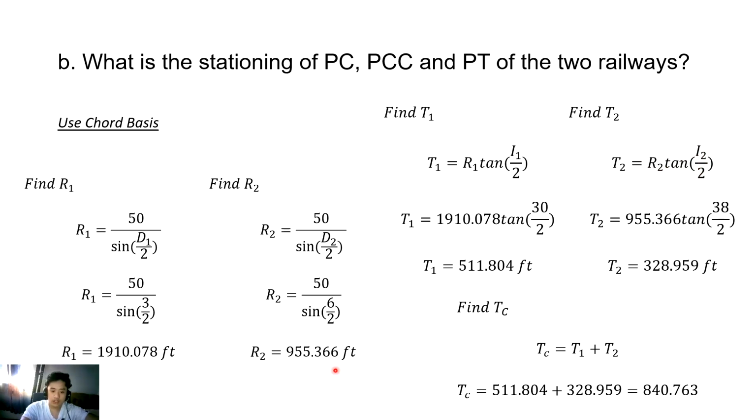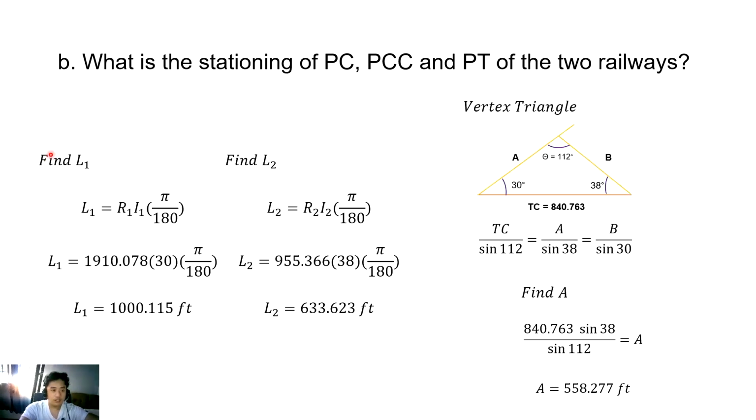Then, para naman sa T2, R2 times tangent I2 over 2. So, ang R2 natin dito ay 955.366 times natin sa tangent na I2, which is 38 degree over 2. And we'll get the T2, 328.959 feet. So, para makuha naman natin yung TC, pag-a-add lang natin yung T1 and T2 and we'll get 840.763 once ma-add natin tong dalawa. So, para makuha naman yung L1, same formula. R1 times I1 times pi over 180. And substitute lang natin yung R1.